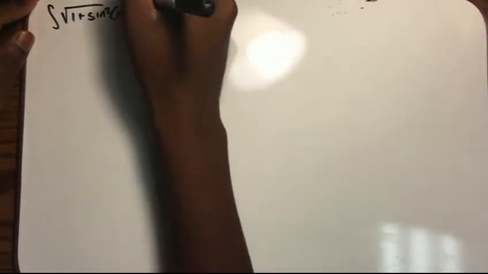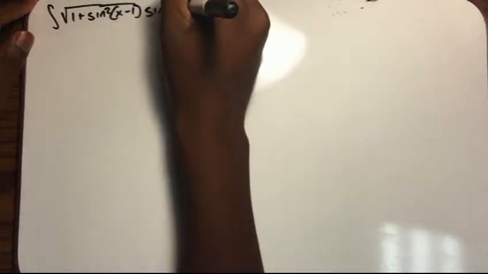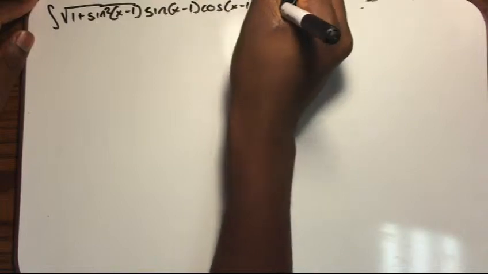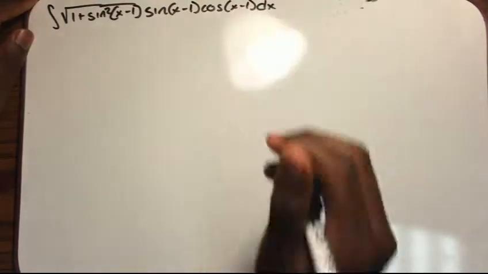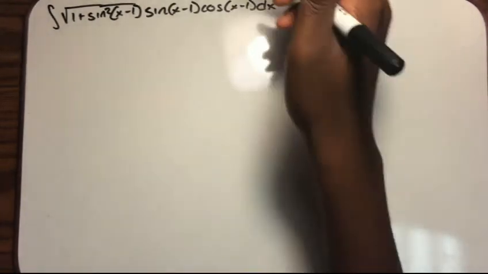We're going to go with part A, where the integral given to us is the integral of the square root of 1 plus sine squared of (x minus 1), times sine of (x minus 1), times cosine of (x minus 1) dx. And we're going to take the integral. Because of time, we're going to go through this a bit faster.